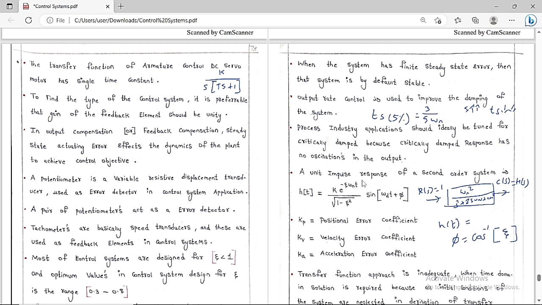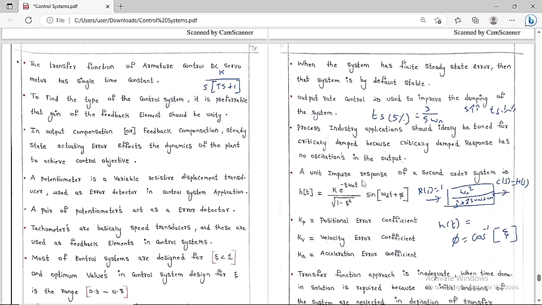So finally I can say the unit impulse response of a second order system is given by h(t) = K e^(-ζωn t) / √(1-ζ²) sin(ωd t + φ).